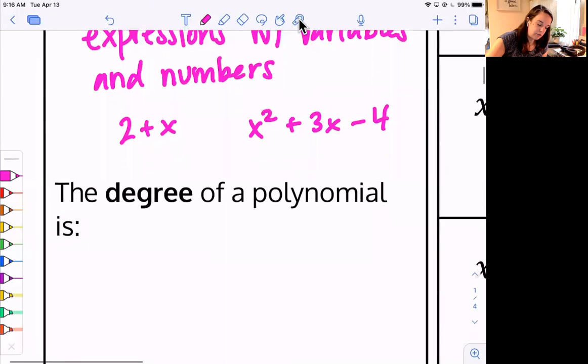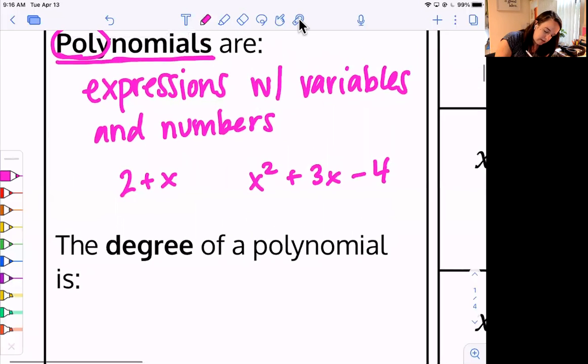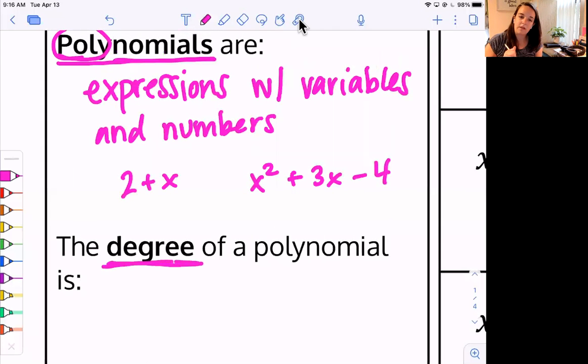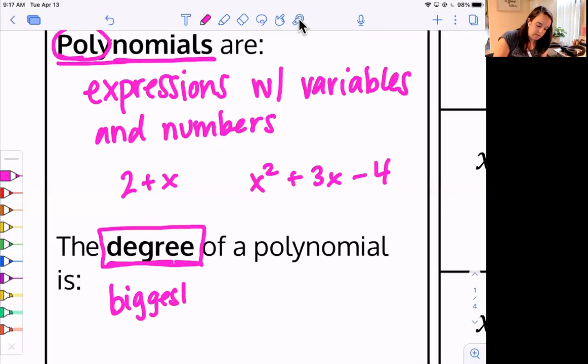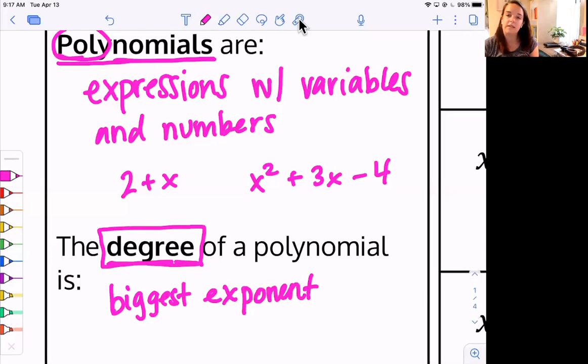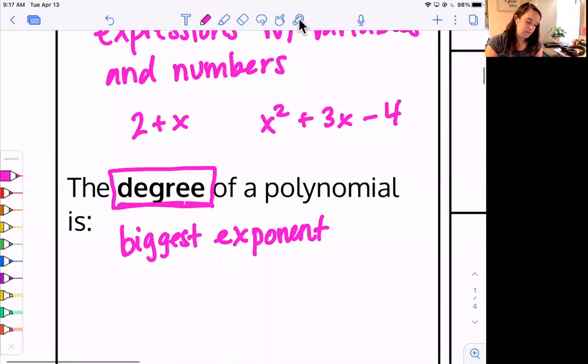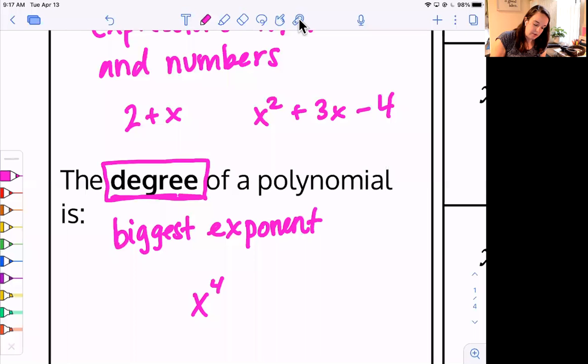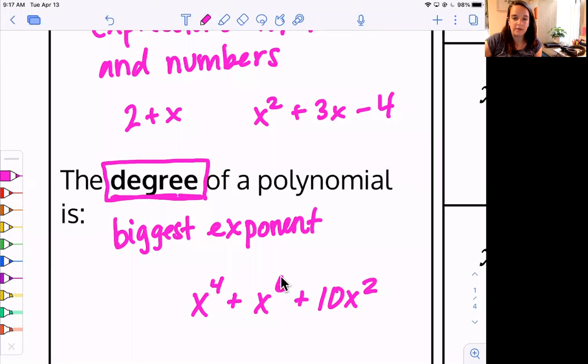All right, and then the degree, I also need you to have this word written down, the degree. The degree of a polynomial is just the biggest exponent, the largest exponent. So if I have x to the 4th plus x to the 6th plus 10x squared, my exponents are the small numbers, 4, 6, and 2. What's my biggest exponent here? Somebody put it in the chat. What's my biggest exponent?